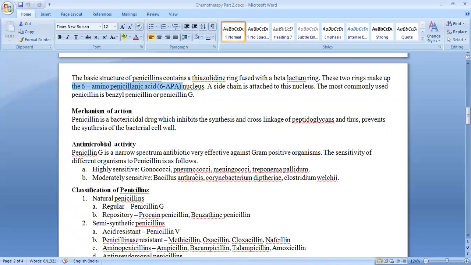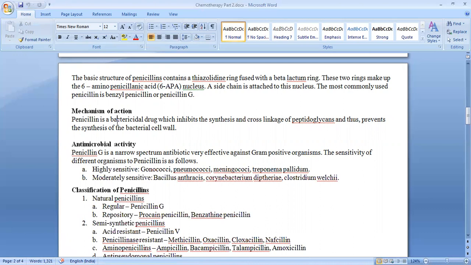So the mechanism of action of penicillin, this is important. It is a bactericidal drug, and what it does is it will prevent the synthesis and the linkage of peptidoglycan in the cell wall of the bacteria.